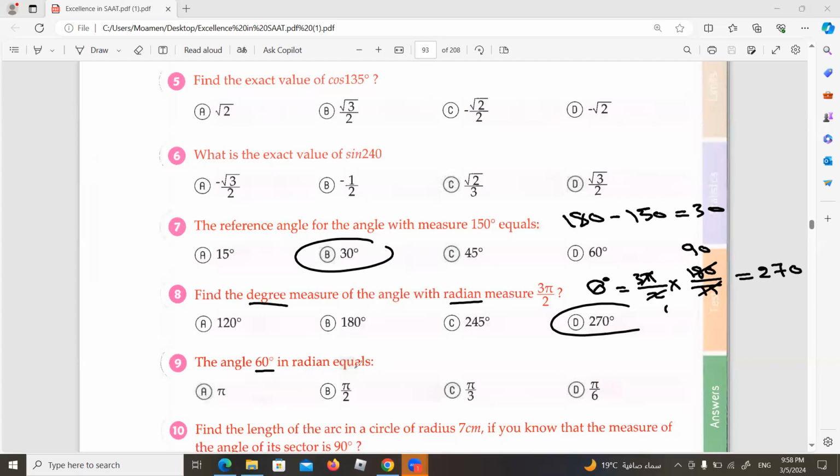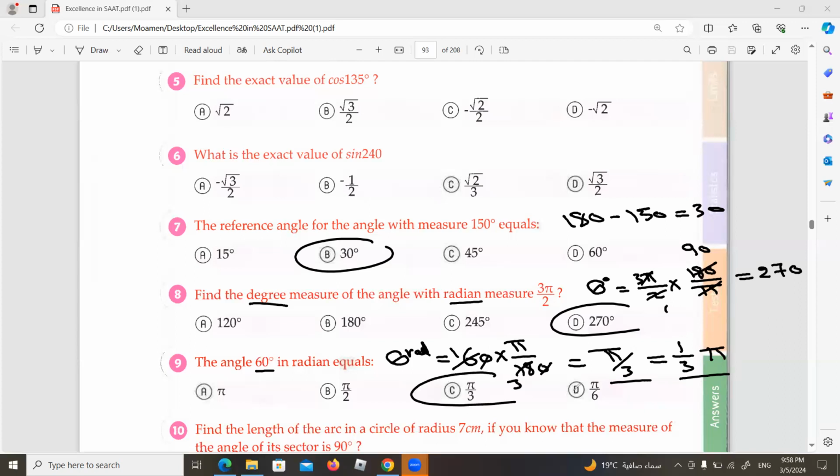I have an angle 60 and I need its radian measure. So I just need theta rad. Theta rad is equal to theta degree, which is 60, multiplied by the opposite, pi over 180. Cancel 0 with 0. Divide by 6 equals 1. Divide by 6 equals 3. So it's pi over 3, or in some choices it will be 1 over 3 pi. It's the same. So pi over 3.